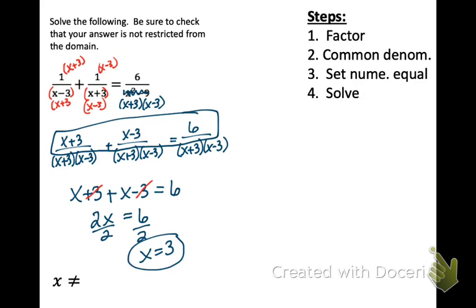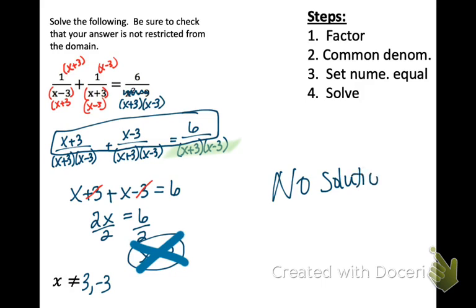Now, looking back at my denominator, notice that my restricted values would be 3 and negative 3. Since x can't equal 3, then my answer is actually no solution. So you always have to check to see if the answer you got for x is a restricted value. If it is, you're going to have no solution.